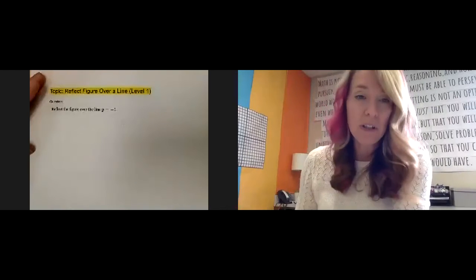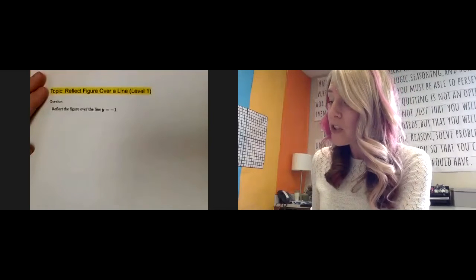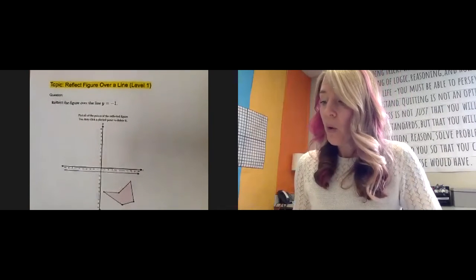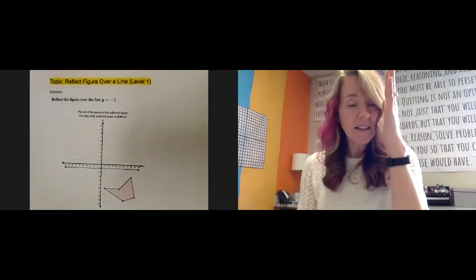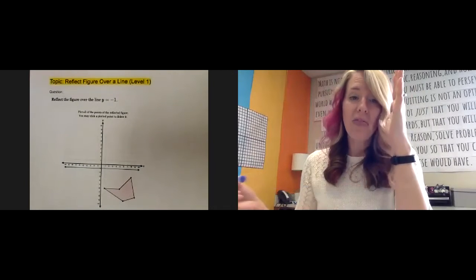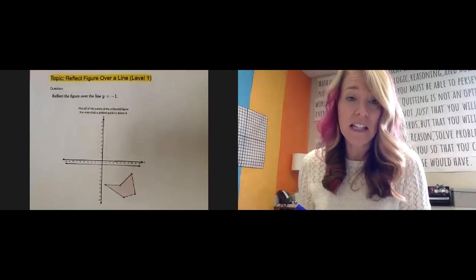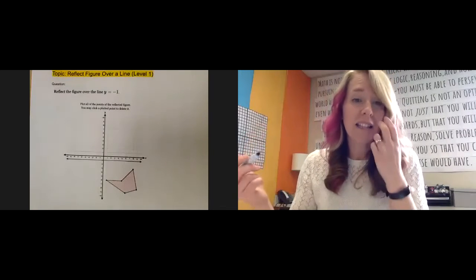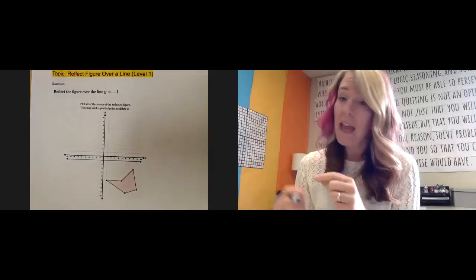So the question says, reflect the figure over the line y equals -1. Sorry, it's a little bit blurry right there. So I don't want you to be thrown off by the fact that we have this line equaling -1. All that means is if you look at your y-axis, go to -1, and that's where your line is going to crisscross all the way. And I know it's a little bit hard to see on this camera image right now, but the idea is the same. So what you need to do is just take one point at a time.